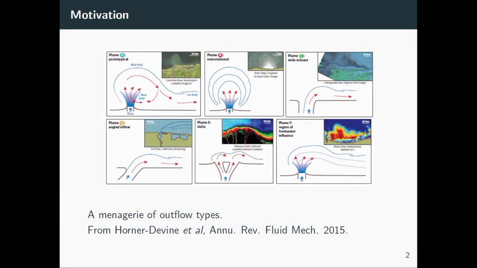So this is a particular river, and this is a cartoon from a review paper by Horner-Devine in 2015, which they called A Menagerie of Outflow Types, which shows that there are many, many different qualitative behaviors that occur at different rivers. And that's because there are so many different physical processes going on. You have the influence of topography, of mixing. You have temporal influences like tides and winds and things like that.